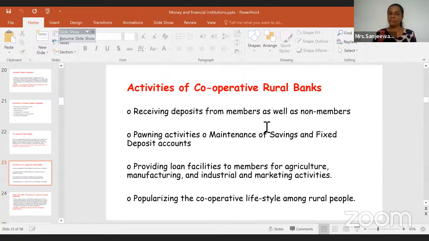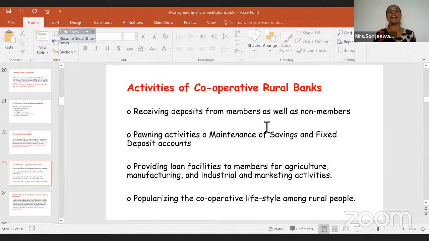Okay, so they receive deposits from members as well as non-members. They do some pawning activities, right? They maintain savings and fixed deposits. They provide loan facilities to members for agriculture and manufacturing, right? They popularize the cooperative lifestyle among rural people. So these are the activities of cooperative rural banks.